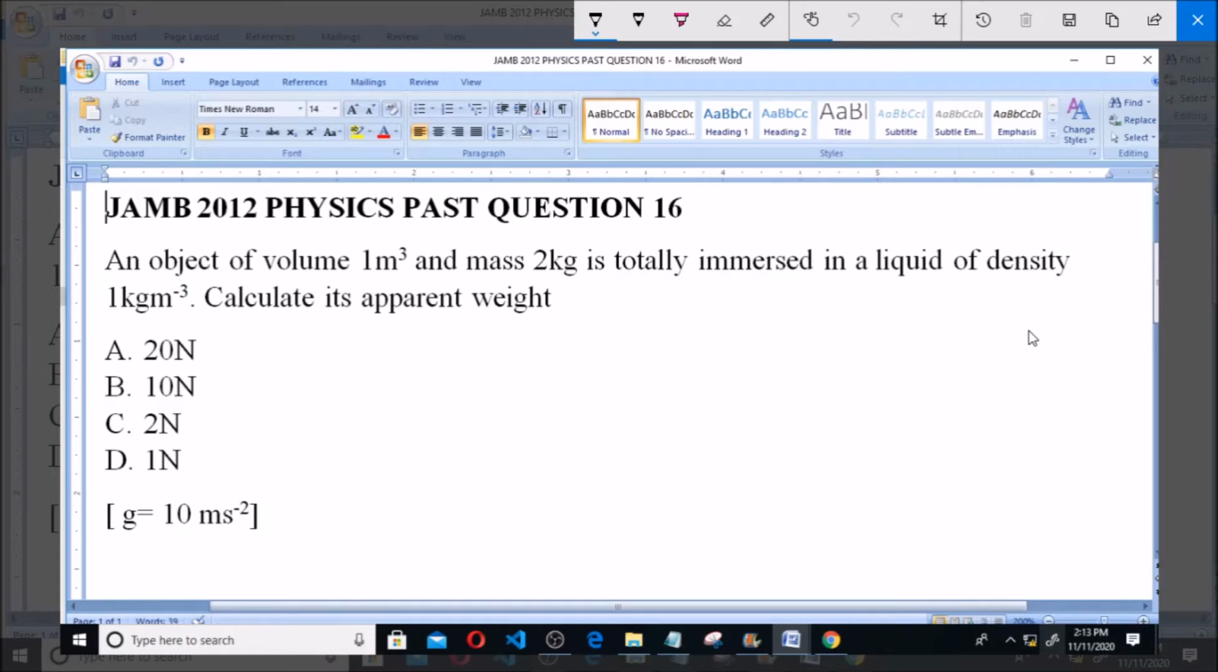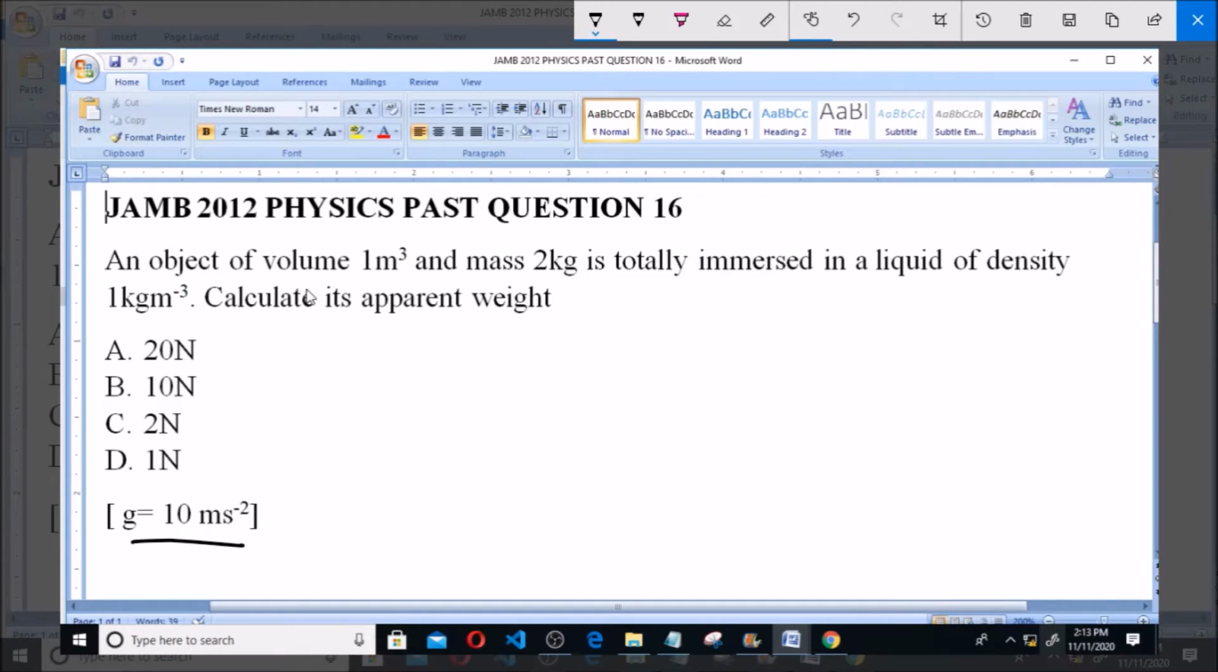An object of volume 1 meter cube and mass 2 kilogram is totally immersed in a liquid of density 1 kilogram per meter cube. Calculate its apparent weight. A. 20 Newton, B. 10 Newton, C. 2 Newton, D. 1 Newton. Acceleration due to gravity is given to us as 10 meters per second square.